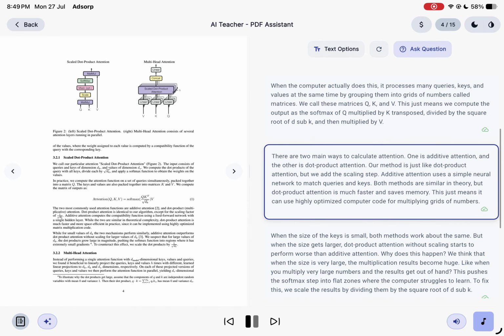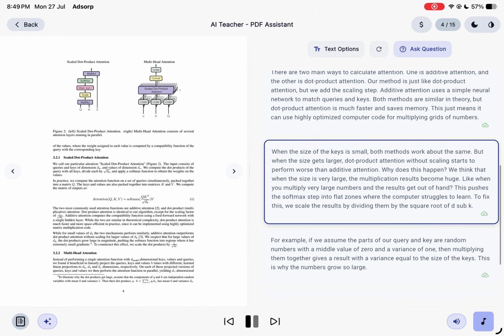There are 2 main ways to calculate attention. One is additive attention, and the other is dot product attention. Our method is just like dot product attention, but we add the scaling step. Additive attention uses a simple neural network to match queries and keys. Both methods are similar in theory, but dot product attention is much faster and saves memory. This just means it can use highly optimized computer code for multiplying grids of numbers.